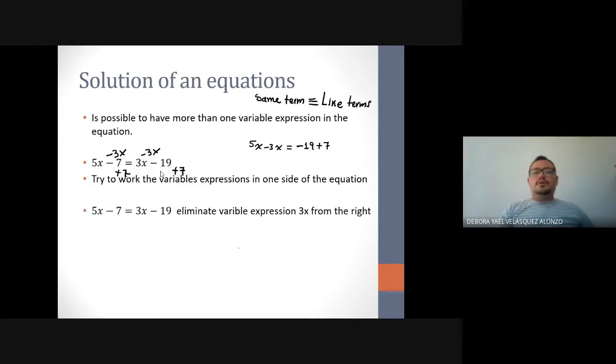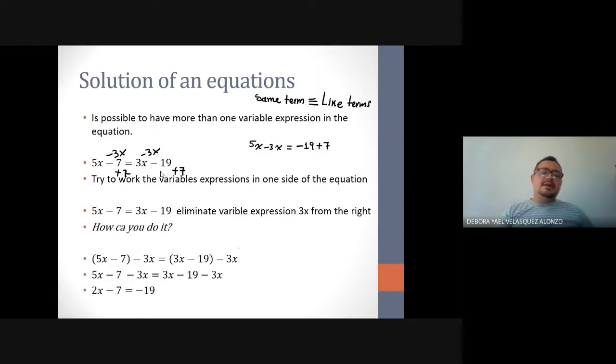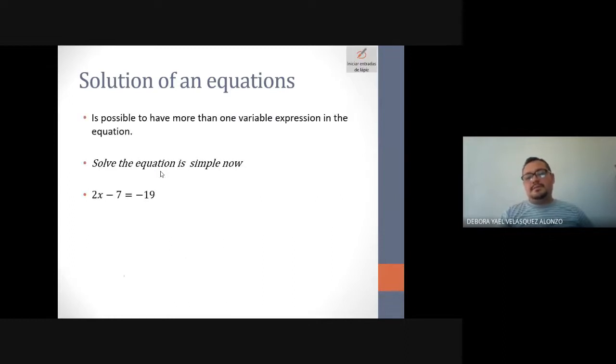So to eliminate this, what we have to do is subtract the variable expression 3x on both of the sides. Of course, the way to do it is subtracting on both of the sides. And then we're going to have a situation like the other exercise we tried, like the first exercise we made. So I think we are ready to solve this one. How can we solve it? In a very quick way.